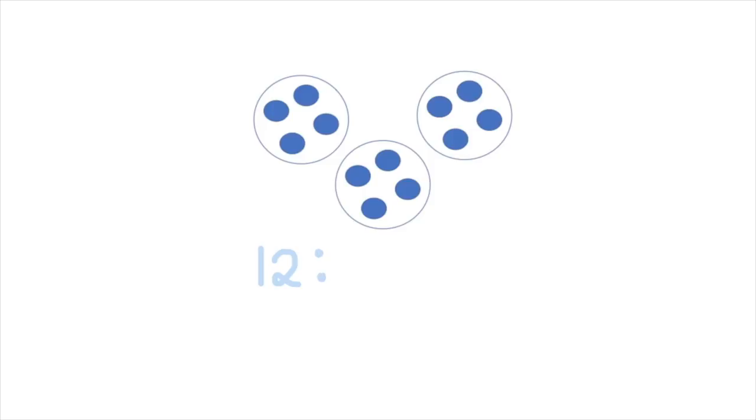And now we will say that they are being split into or divided into 1, 2, 3 groups. So it's 12 objects split into 3 groups. Your answer will be how many counters are in each group. So each group has 1, 2, 3, 4 counters. They are all equal. They all have 4. So this is showing 12 counters split into 3 equal groups equals 4.